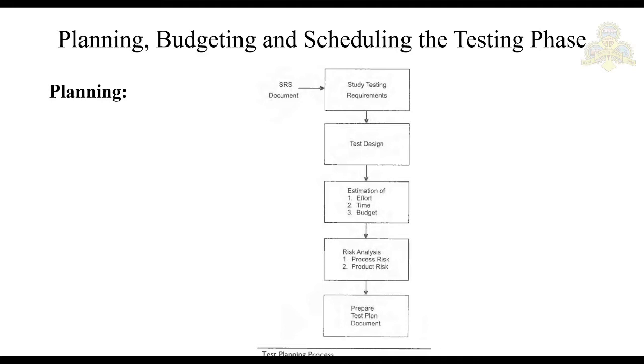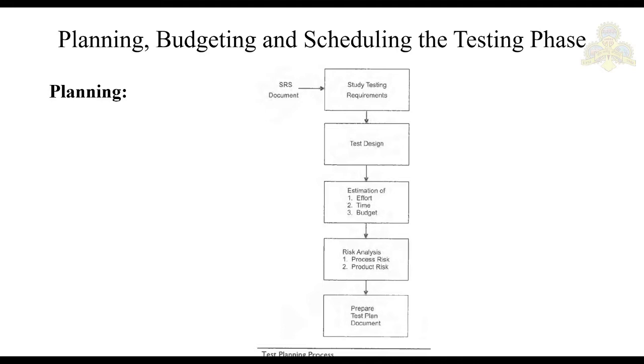Next is your test design. Here you can identify the objectives of the testing, then you can define the criteria for completion of the testing. In the third stage, you can do the estimation of the time, effort and the budget. That means how much budget you need for the testing process, how much time you need, how many people you need for the testing process.